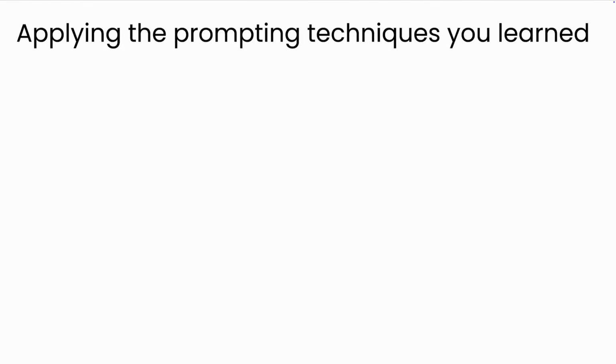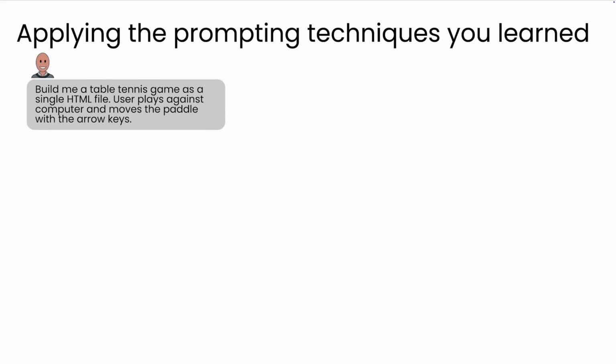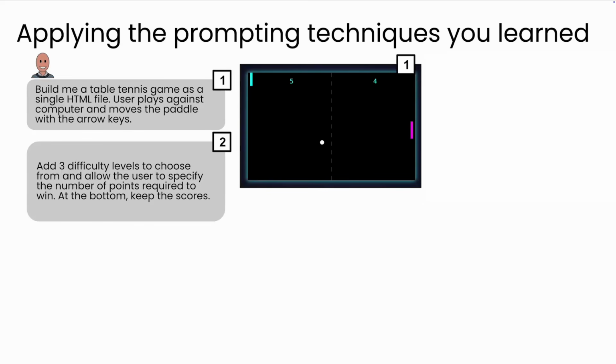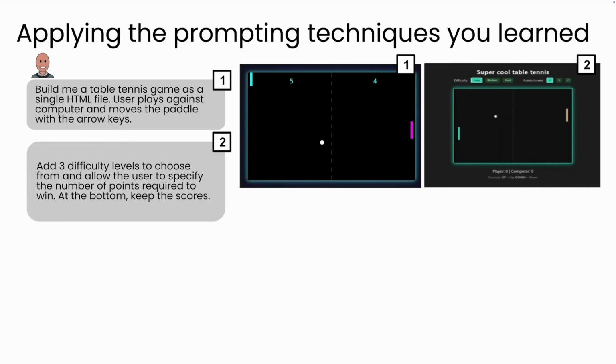Let's apply the prompting techniques we learned. I'm going to start quickly and write a moderately specific prompt and say, build me a table tennis game as a single HTML file, user plays against computer, moves the paddle with the arrow keys. And if you do that, you might get a first version of the app that looks like this. I go, okay, that's a good start, but I wanted to add 3 difficulty levels and let the user specify the number of points required to win, and also have it keep score. And this builds me a second version like that.